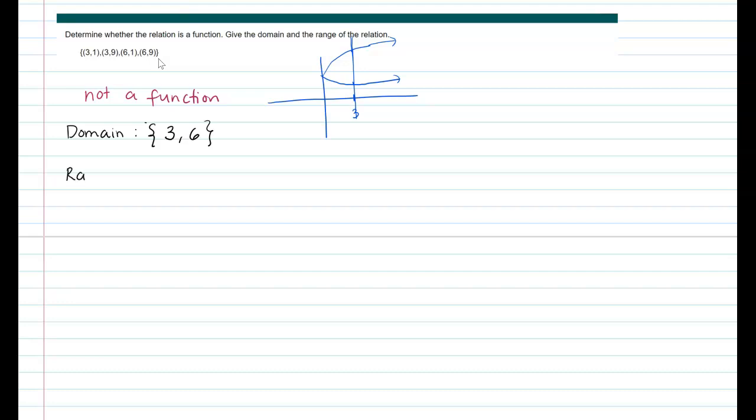And then for the range, the same thing. You don't need to write values more than once if they occur several times. So 1 occurs twice, you only need to write it once. And 9 also occurs twice, but you only need to write it once. So the range would be the set containing 1, 9. The domain is the set containing 3, 6. Again, domain, x values. Range, y values.